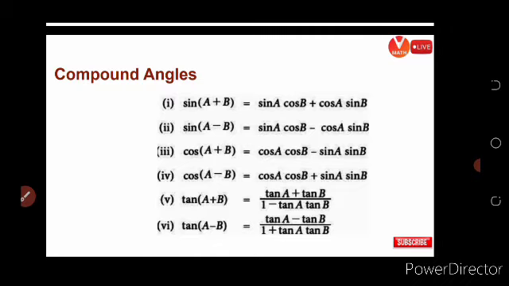Tan A plus B is equal to tan A plus tan B upon 1 minus tan A into tan B. Tan A minus B is equal to tan A minus tan B upon 1 plus tan A into tan B. Always remember that math is not memorizable. So always apply logic. That's why we will remember all the things for a long time. Okay.